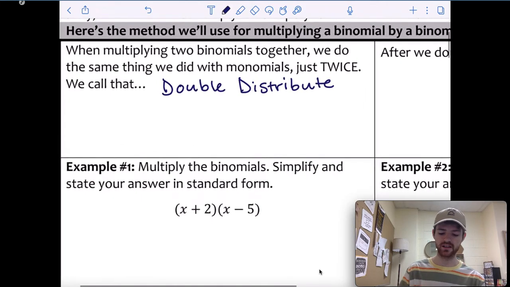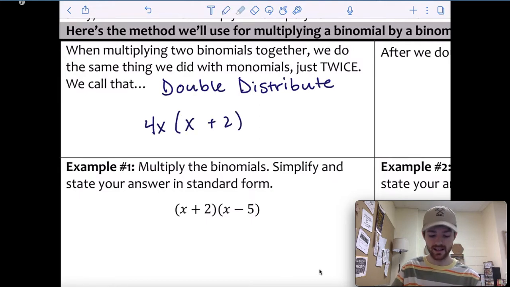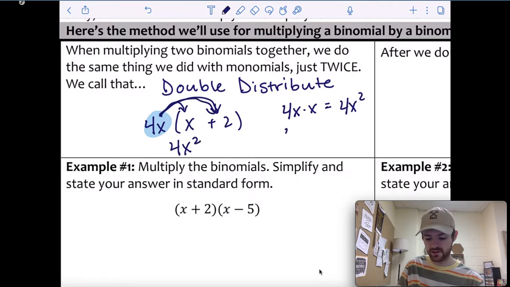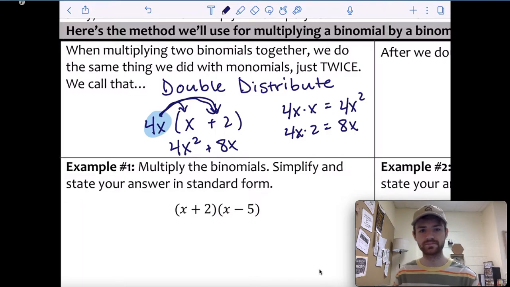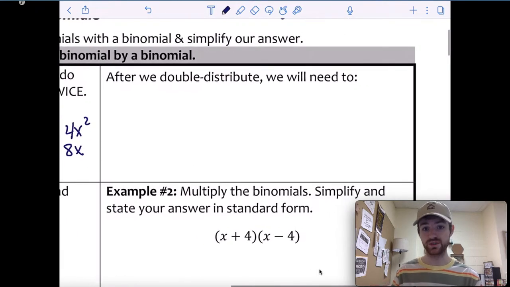So let me put a quick reminder. 4x times x plus 2, we would take that 4x outside and multiply it by both things inside. So 4x times x would give us 4x squared, and then 4x times 2 gives us 8x. That would be our answer. Today we're just doing that process twice for the same problem, calling it double distribute.